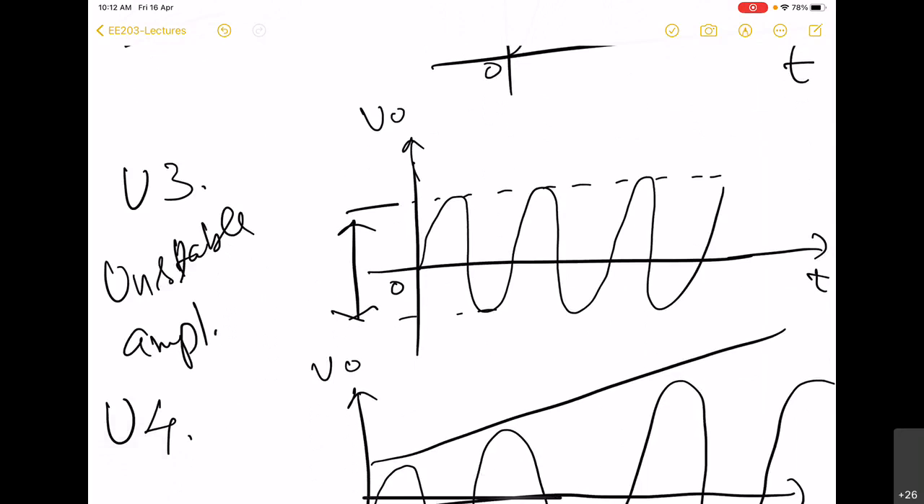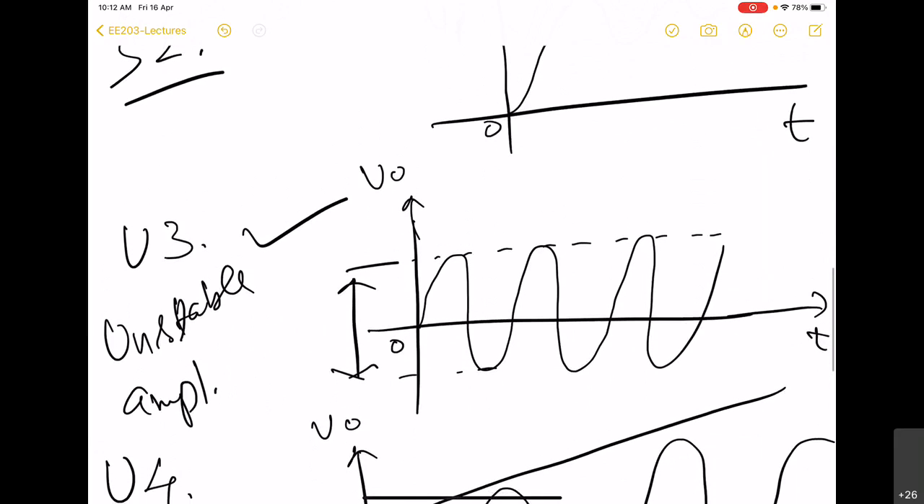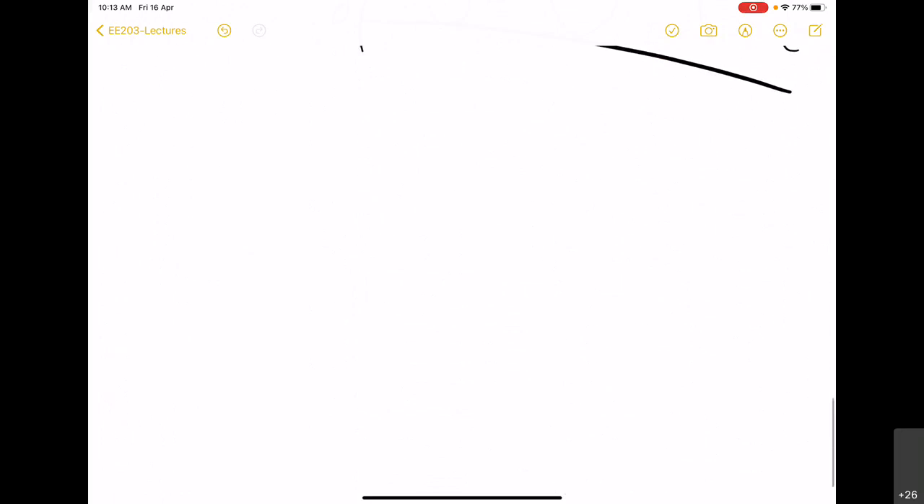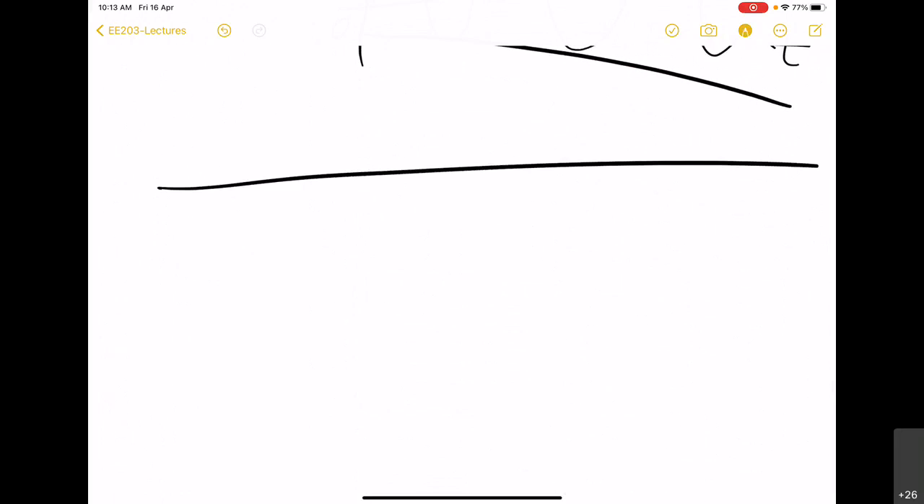Now we have already seen this kind of response. In fact, this response is called oscillatory, and any circuit which produces this type of response, the third response, will be called an oscillator. So we have already studied the oscillator, and we will start with that topology.